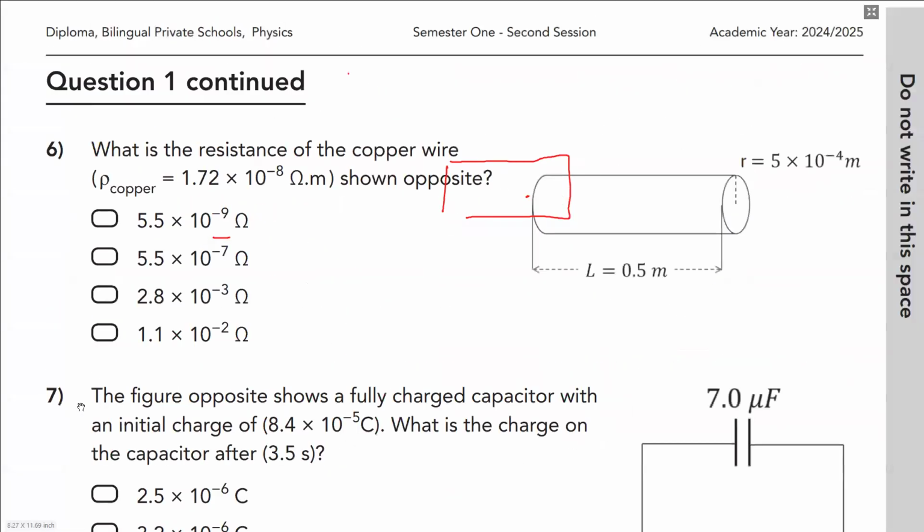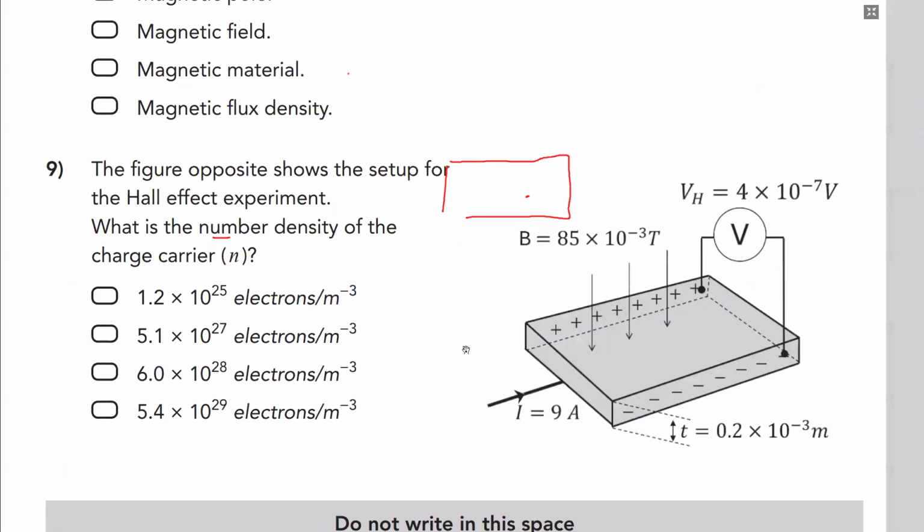Okay, so this is the formula sheet. The Hall voltage VH is equal to BI divided by NTQ. Here we have to find the value of N, so you just rearrange this equation. So N is equal to BI divided by VHTQ. Okay, just put in the values and you can get the answer here.